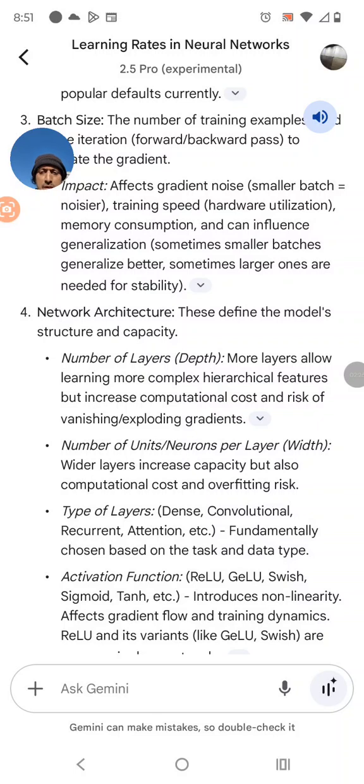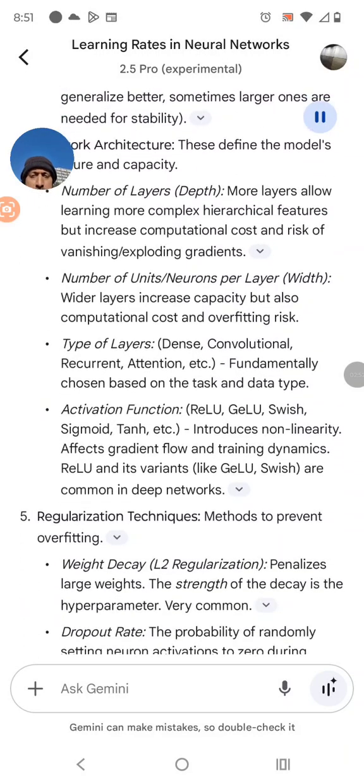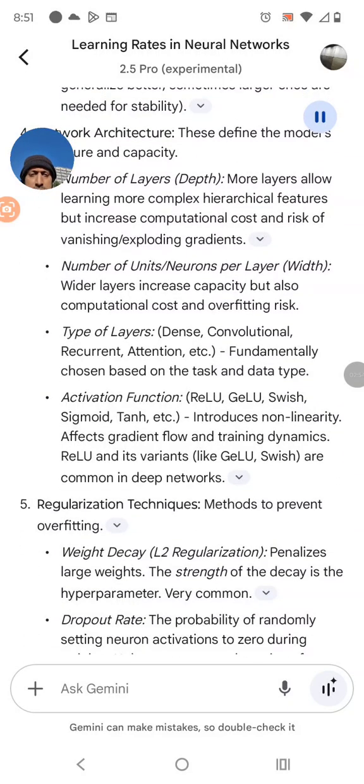So types of layer is interesting. Dense layer, convolutional layer, recurrent layer, attention layer. Okay. So these are the four most popular right now. Activation function affects gradient flow and training dynamics. ReLU and its variants, like GeLU, Swish, are common in deep networks.